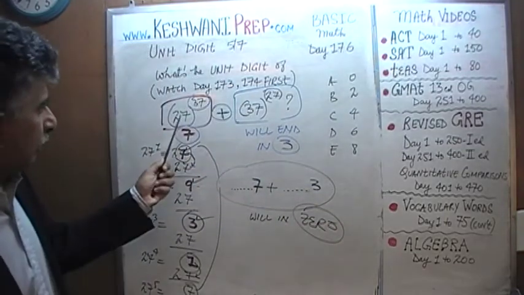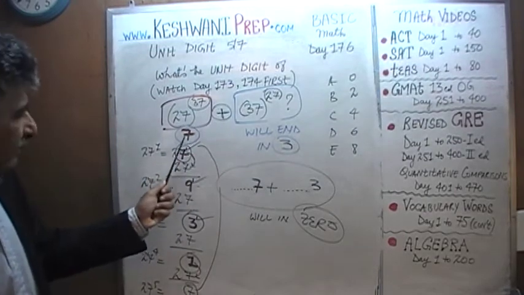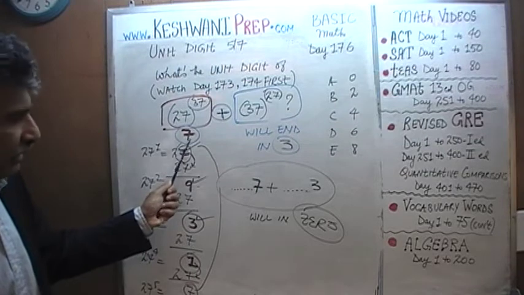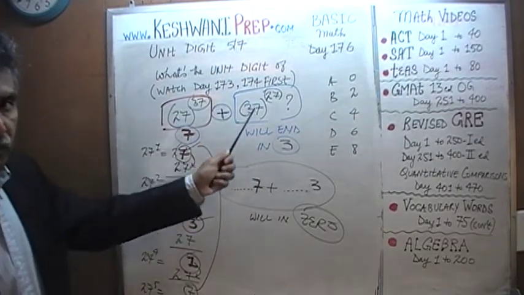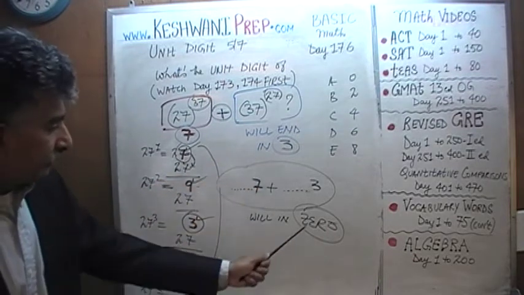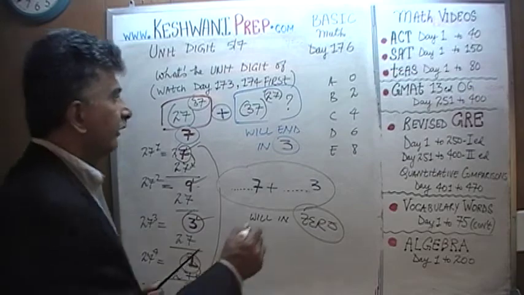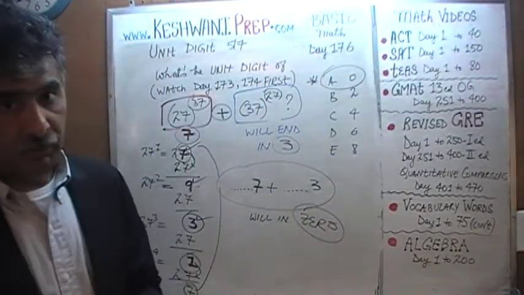The unit digit of the sum of this quantity and that quantity is simply going to be the sum of the unit digit of this quantity, which is 7, and the unit digit of that quantity, which is 3. 7 plus 3 is 10. Therefore, it's going to end in a 0. The answer is a 0. Not a regular 0, a big fat one.